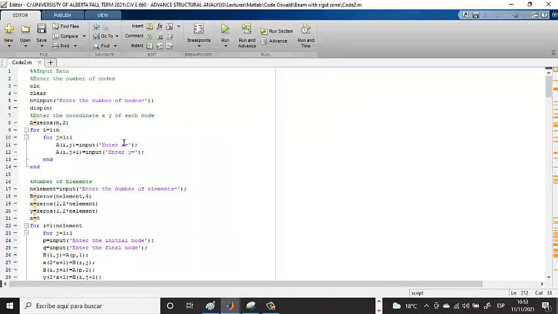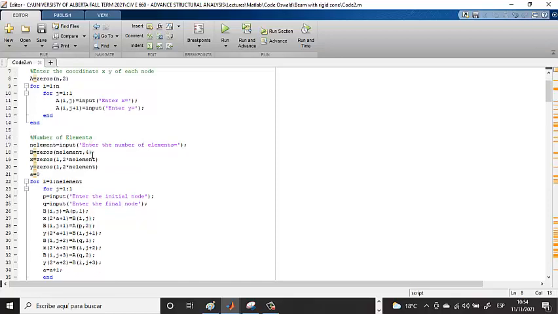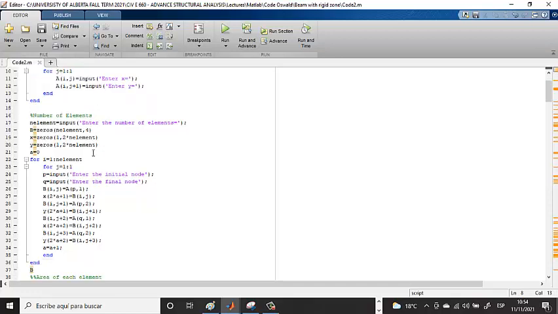First of all, I will explain how the code works. At the beginning, you need to input the number of nodes that we have. In this case, we have only four nodes. Then you need to input the x and y coordinates of each node. Then, the number of elements. In this case, we have three elements, as well as the initial and final node of each element.